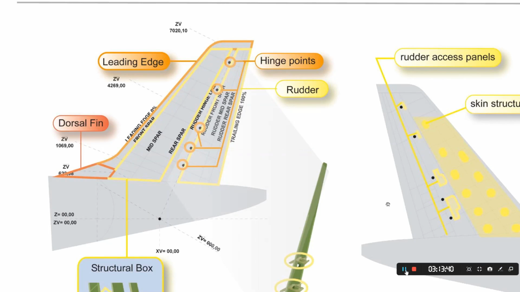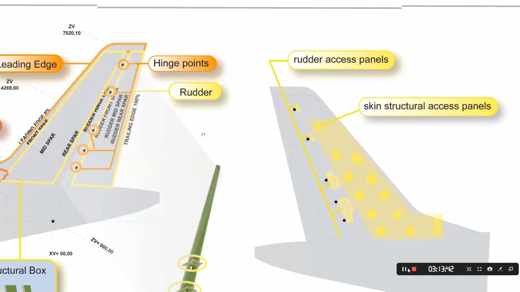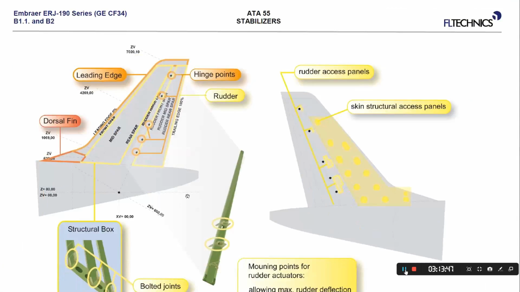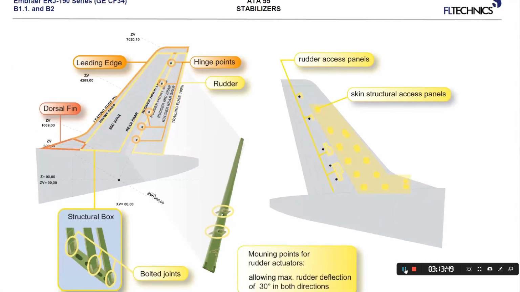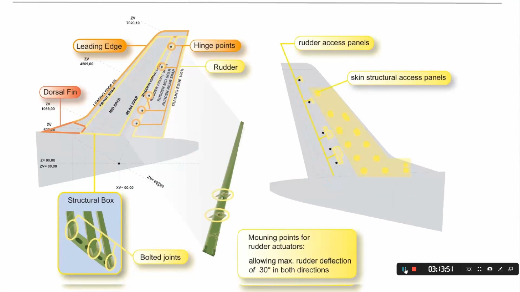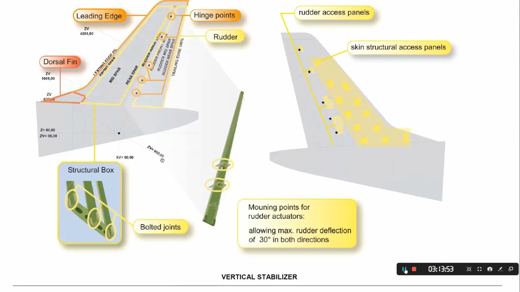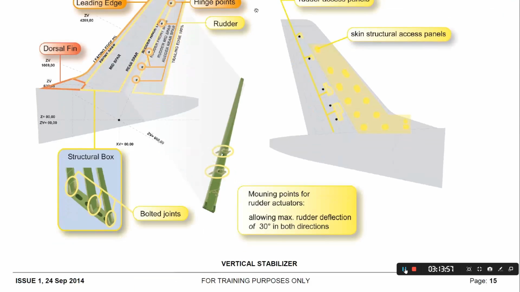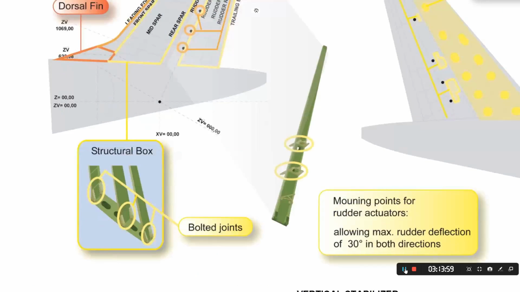What else? The rudder, all composite, five hinges. We have this structural box here on the bottom. Why? To attach to the rear fuselage. These bolted joints, do you remember the bolted joints here? In three locations, eight bolts in each location. Yes?